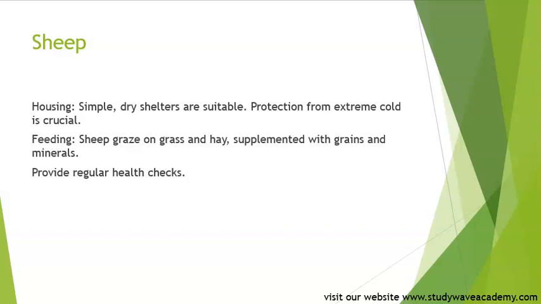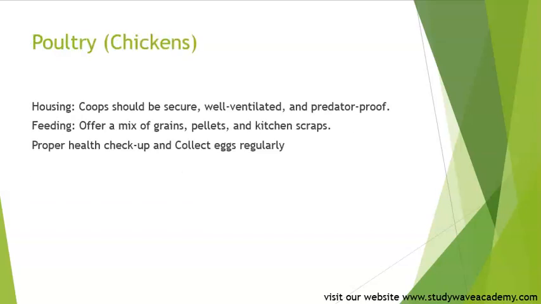Next, we're going to be looking at poultry. How do we take care of chickens? Housing. Coops should be secure, well ventilated, and predator proof. Provide a clean and secure chicken coop or shelter to protect them from predators and harsh weather conditions. You install nesting boxes for hens to lay eggs. Ensure proper ventilation to maintain good air quality.